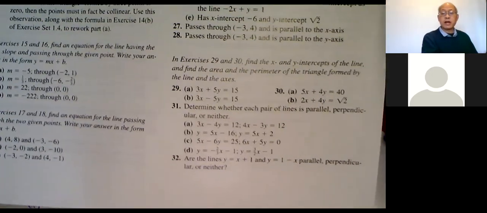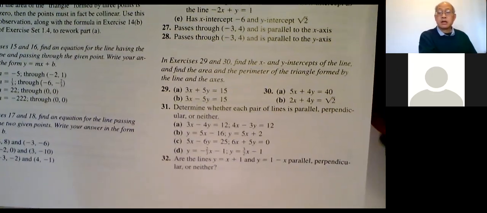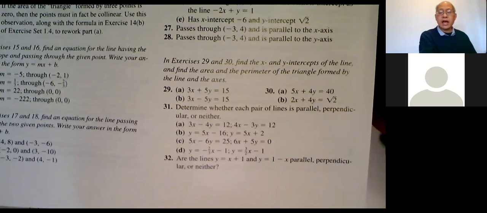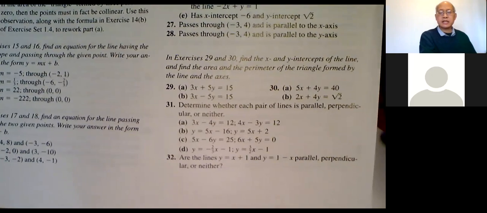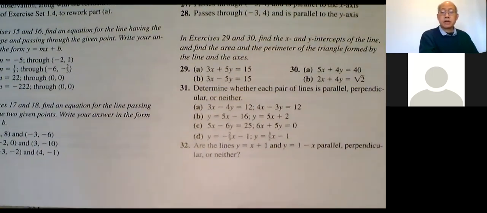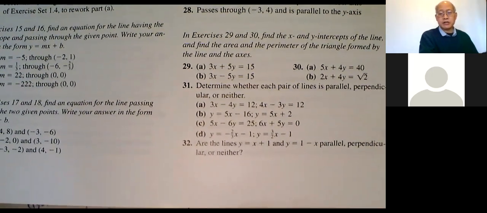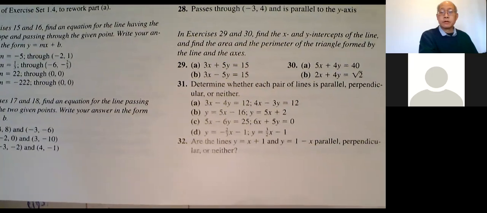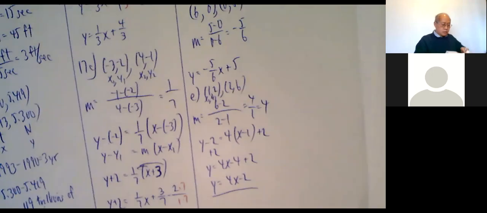Okay, let's see. Then how about I'll do 29 for you, and then maybe we'll break shortly. Find the x and y intercepts of the line, and find the area and the perimeter of the triangle formed by the line and the axes. Find the area and the perimeter. How do you do that? Okay, so A and B, they look almost the same. How about I'll do B because there's a negative? So if I do B, you guys can do A. Okay, so 3x minus 5y equals 15.